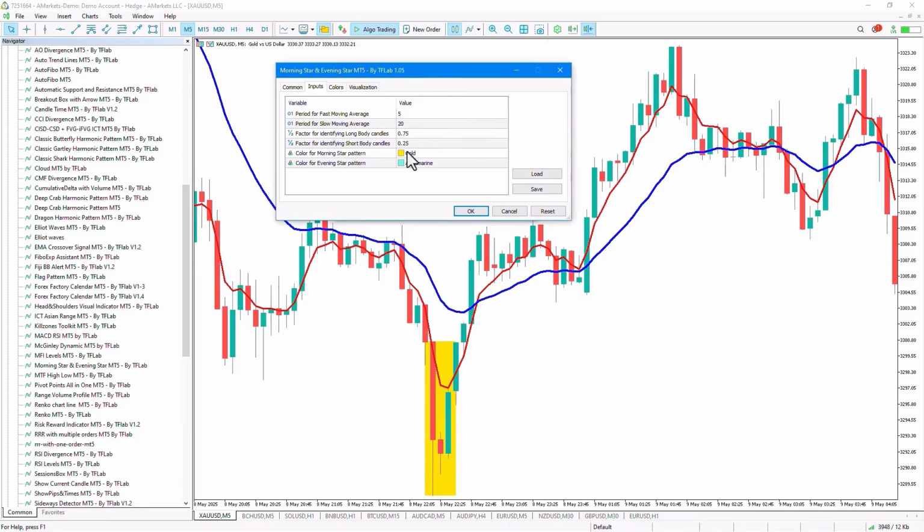When the price and our fast-moving average are both positioned below our slow-moving average and a morning star candlestick pattern forms on the chart, the indicator is able to detect and highlight this specific pattern. This helps traders identify potential bullish reversal signals in the market more effectively. However, if our fast-moving average is above our slow-moving average and the pattern forms above these two moving averages, the indicator does not recognize this pattern.